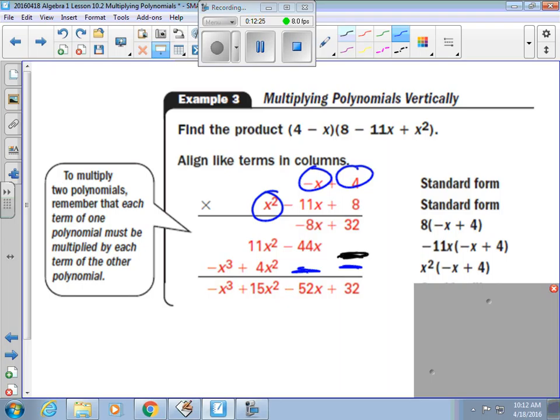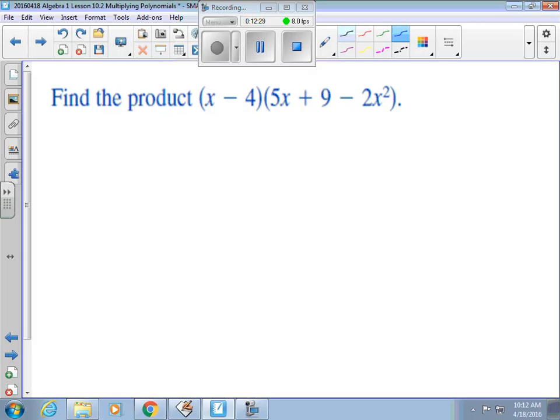So again, one more time, use the vertical method, and either in the margin or on the side, multiply x minus 4 times 5x plus 9 minus 2x squared.